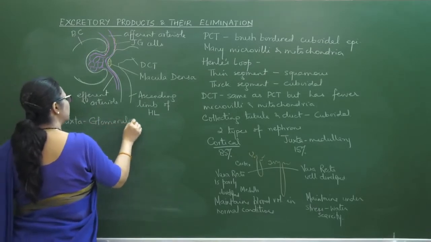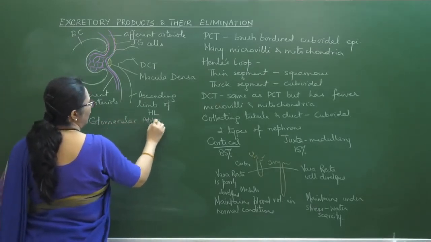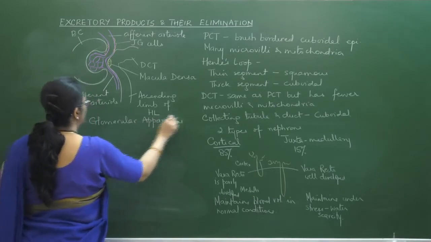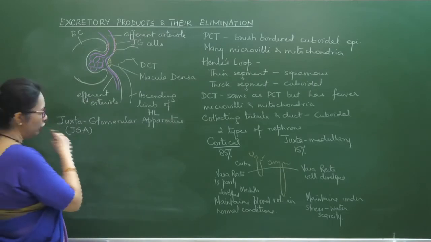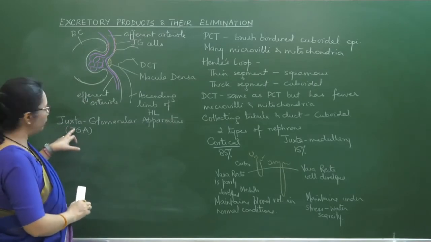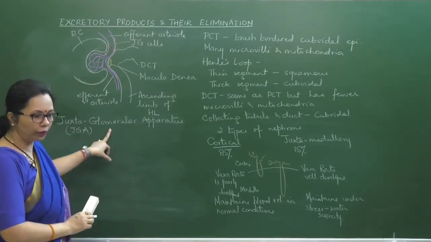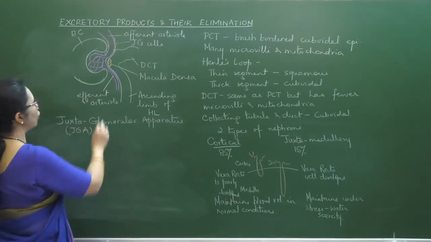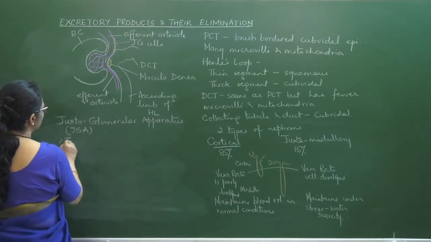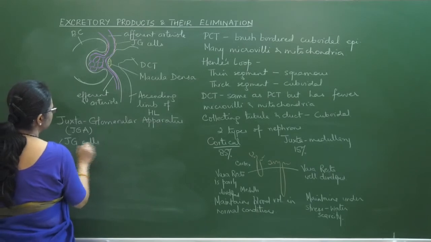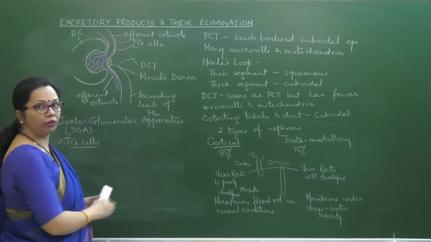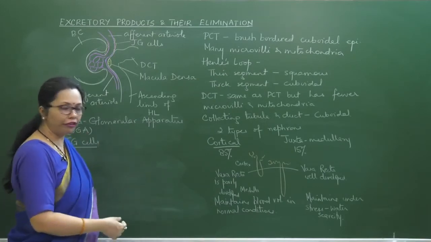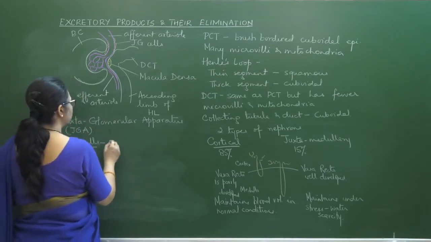Juxtaglomerular apparatus, or in short just JGA. Okay, so juxta, that is once again formed at the junction of the glomerulus. Now what all is present in it? One is juxtaglomerular cells, JG cells. Now JG cells are present, as you can see in the diagram, on the wall of the afferent arteriole.